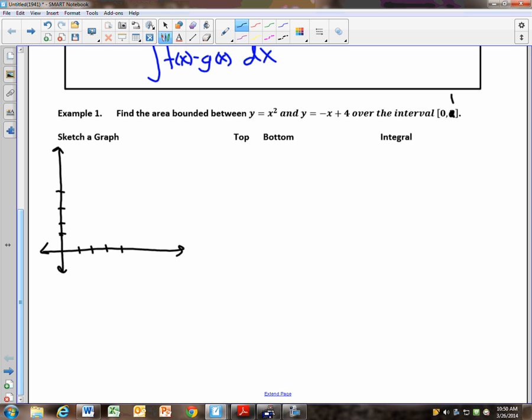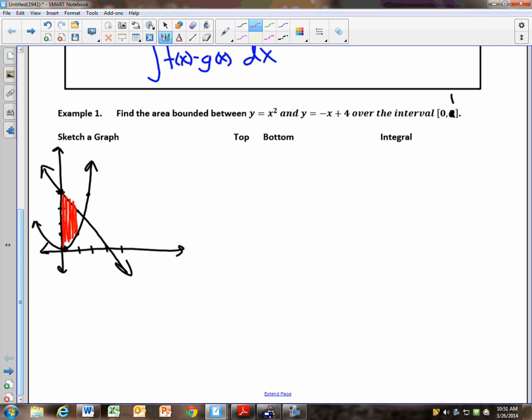Alright, okay. Here we go. You got x squared, so I got a parabola, right? And then I've also got negative x plus 4. What does that look like? The line with a y-intercept of 4 and a slope of negative 1. Looks like that. So I want to find the area, it says, bounded between 0 and 1. So 0 is right here.